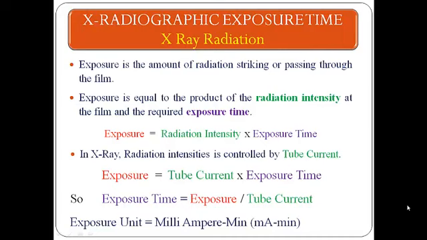Exposure is equal to the product of the radiation intensity at the film and the required exposure time. So the equation will be exposure is equal to radiation intensity into exposure time. In X-ray, radiation intensity is controlled by tube current. So the equation will be exposure is equal to tube current into exposure time. So exposure time is equal to exposure over tube current. So the unit of the exposure is milliampere minute.